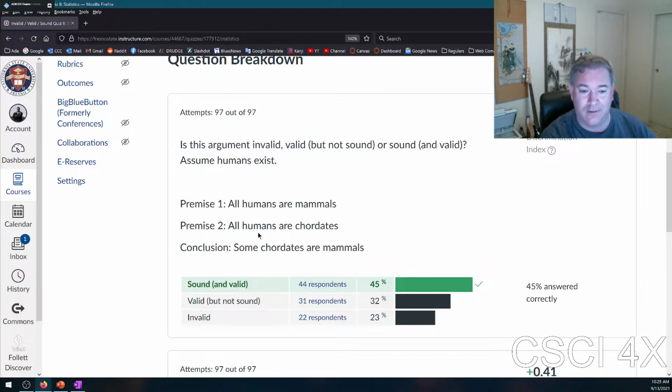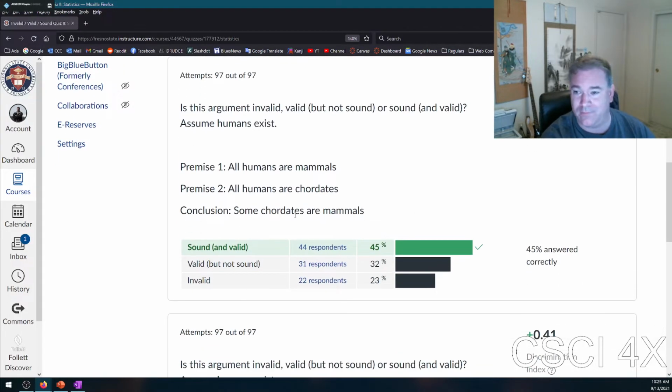But as long as one human exists, which I put in here, sometimes you'll see this written as the third premise. Aristotle just assumed that there would be at least one thing in the group that he was talking about. As long as one human exists, then one human exists, and it's a chordate. And because there's a human in the group of chordates, that's a mammal. So some chordates are mammals. It's true. Not all of them. Some.